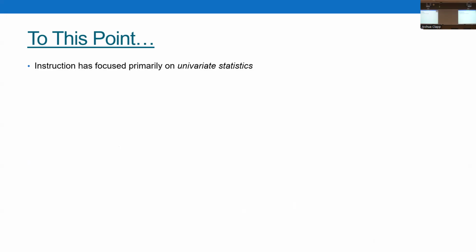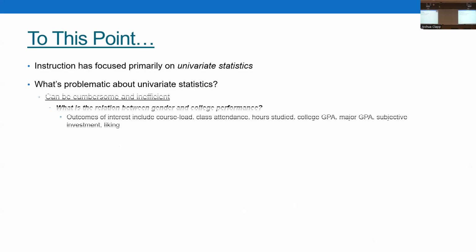So to this point, we have been working on what we might call univariate statistics. This is one input, one output, one IV, one DV, although some people get worked up about what an IV and a DV is, things along these lines. And this has served us really well. But we have some problems with our univariate statistics. They can be cumbersome and inefficient.